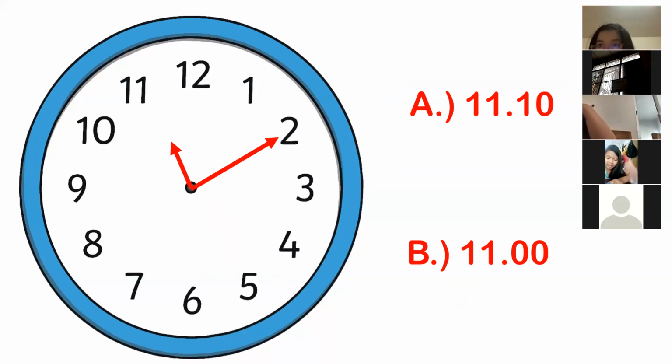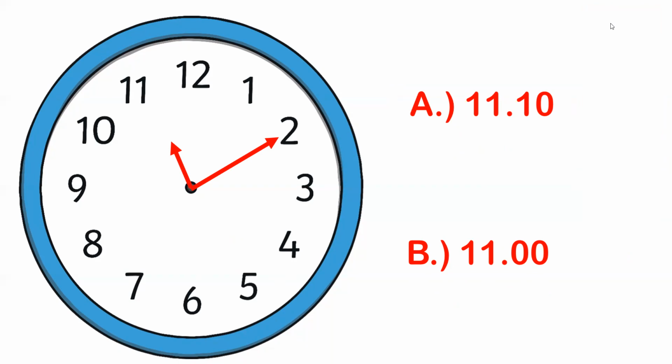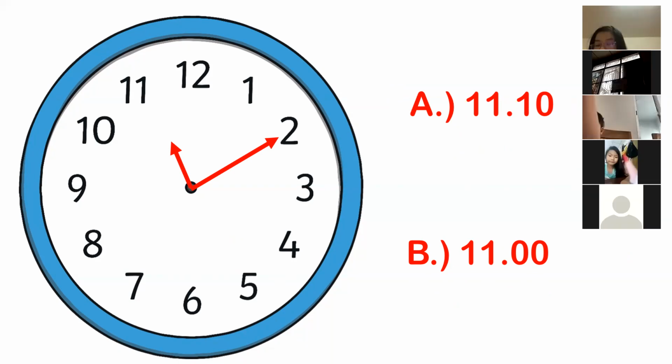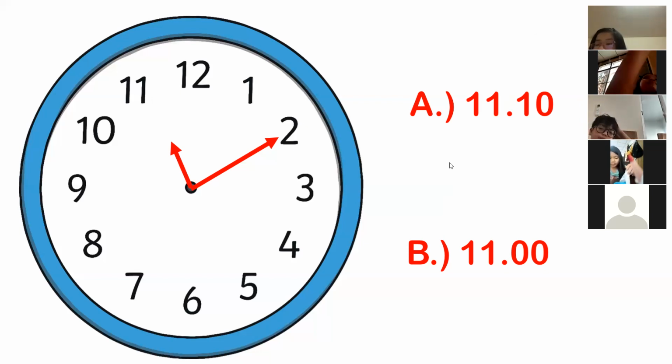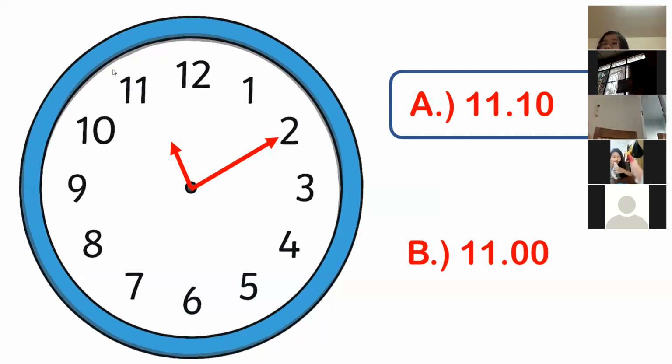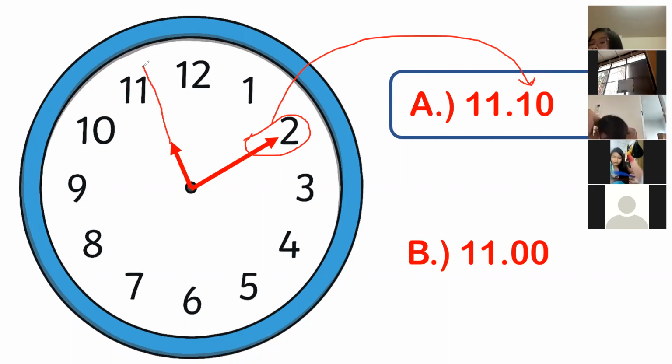Let's call on, okay, who else is here? Okay, Itipat. Itipat, what time is it? It's 11:10. That is what letter? A. Okay, so it's letter A. If you can see, the long hand is pointing to 2, your minute hand, which is 10 minutes. And the short hand is pointing near 11. So it's 11:10. Very good.